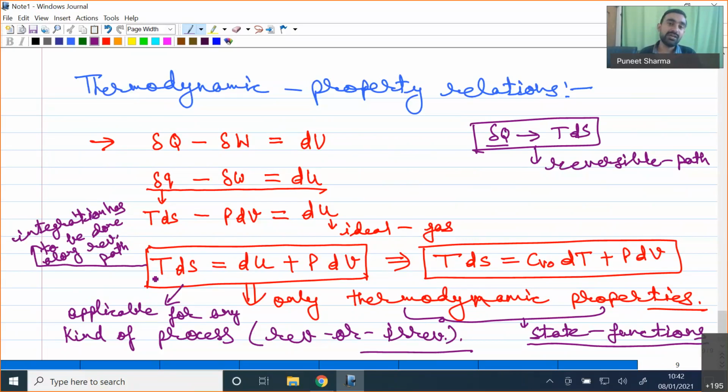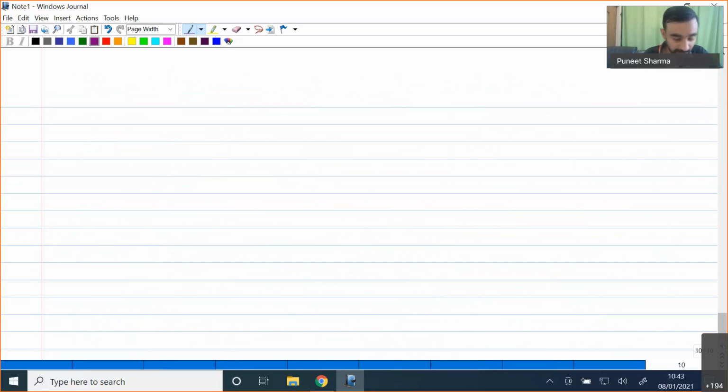The properties we have are nothing but state functions. So this equation can be applied for any process irrespective of its type. However, if we want to integrate this equation along a path, it has to be integrated only along a reversible path, because the assumption del Q equal to TdS is only applicable for a reversible path. This equation is known as the first thermodynamic property relation.